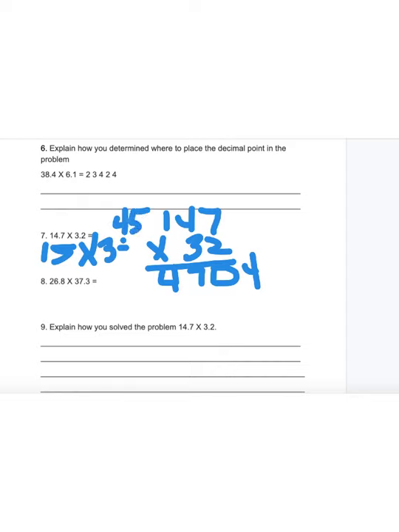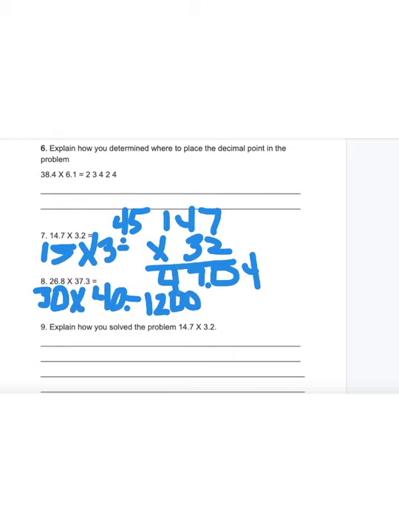So that tells me my decimal point has to go here between the 7 and the 0, so my answer is 47.04 because 47 is close to 45. Then moving on to the next one, 26.8 times 37.3. Once again, I'm going to make an estimate. So I could say I'm going to do 30 times, we'll round that one up to 40, and that is going to be 1,200 for my estimate.